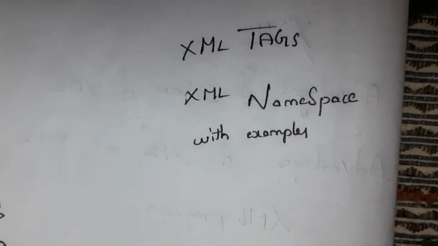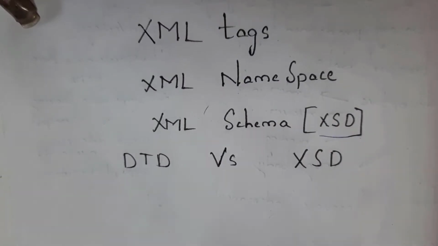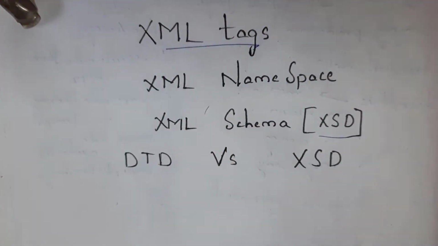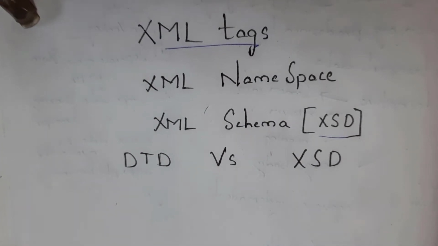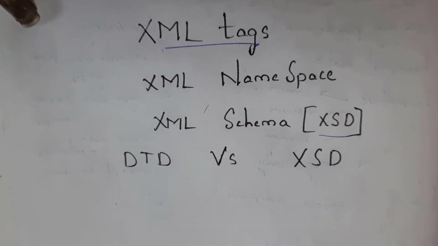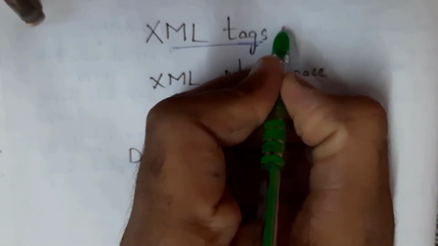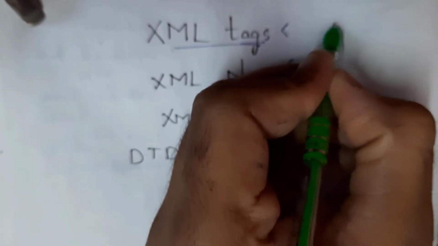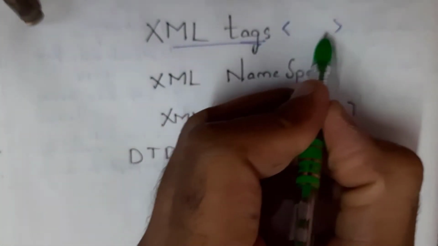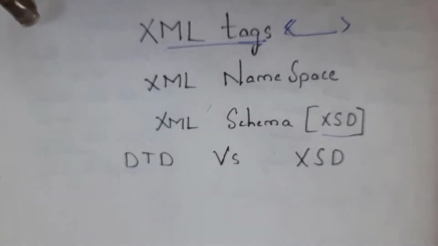Let's start our video. XML tags. These XML tags are used to describe the structure of a document, and they are also used to identify the content of the document. What is the meaning of a tag? Anything that is written in between brackets is known as a tag.